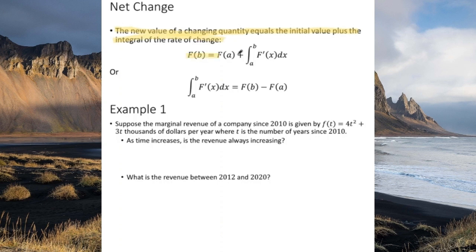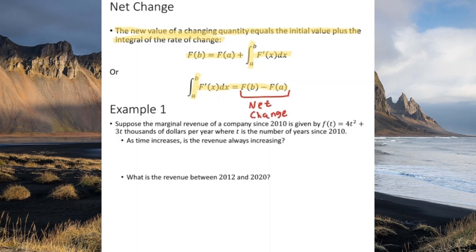In other words, f of b equals f of a plus the integral from a to b of f prime of x dx, or the integral from a to b of f prime of x dx is equal to f of b minus f of a. The second formula is a direct result of the second fundamental theorem of calculus. The antiderivative of f prime is f itself. The quantity here, f of b minus f of a, would be the net change of our quantity.